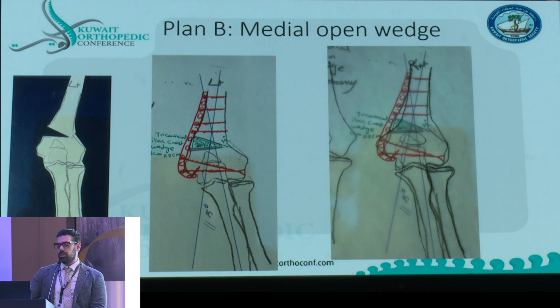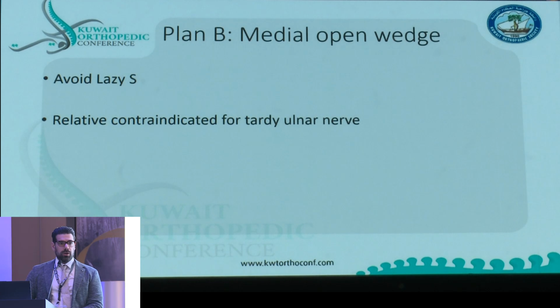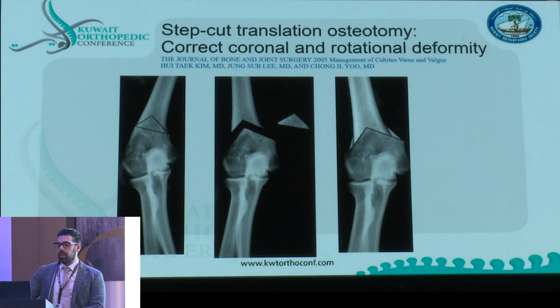What about open wedge? We don't do that usually because of the problem with the ulnar nerve. Okay, so he has ulnar nerve numbness, so it is actually contraindicated to do a medial opening wedge osteotomy. In this case, you go to the literature, you see what are the options.